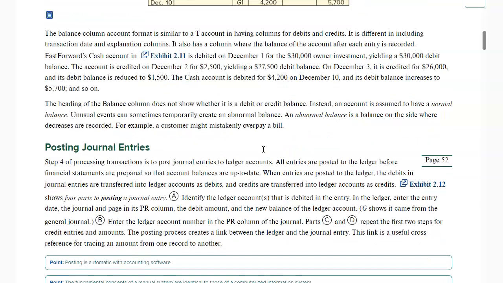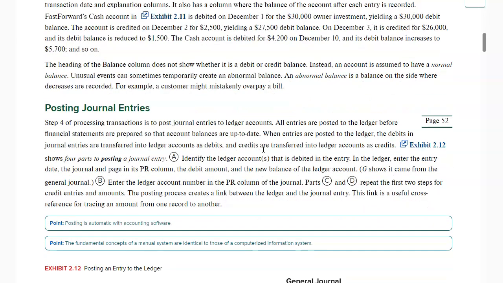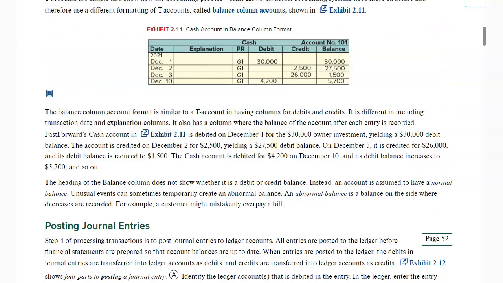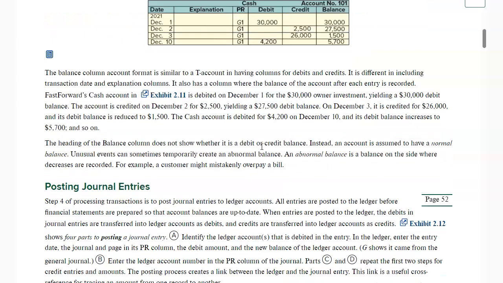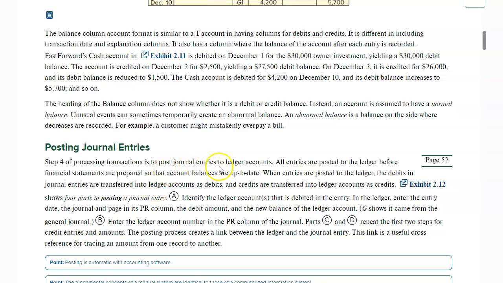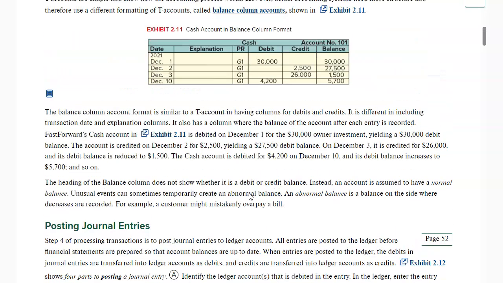So here's the process. Let's look at their process for entering these journal entries to the accounts. Step 4 of processing transactions, it says, is to post the entries to the ledger, which we just talked about up here. It gives us 4 parts. A, identify the ledger accounts that are debited in the entry.